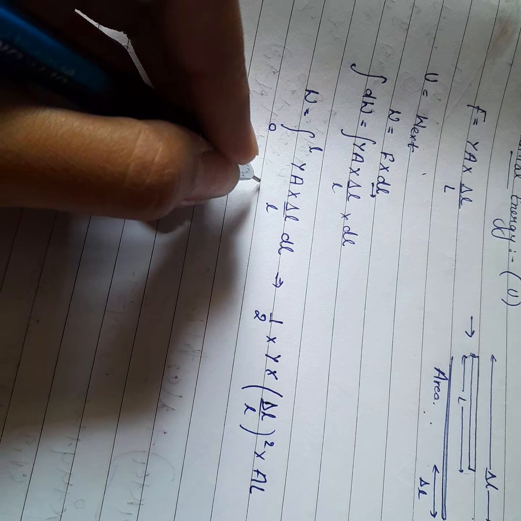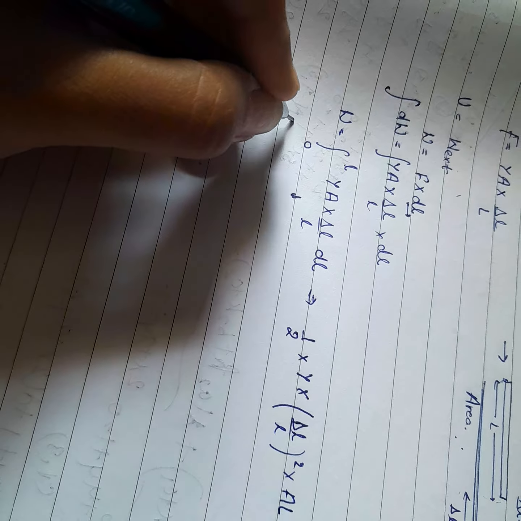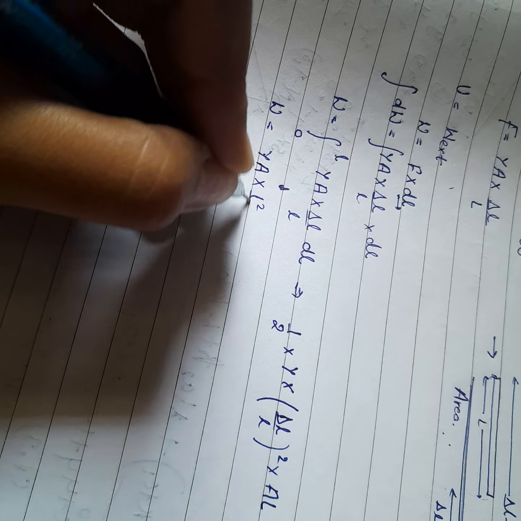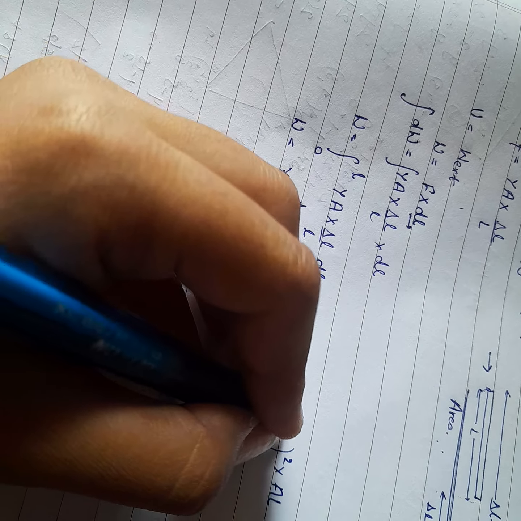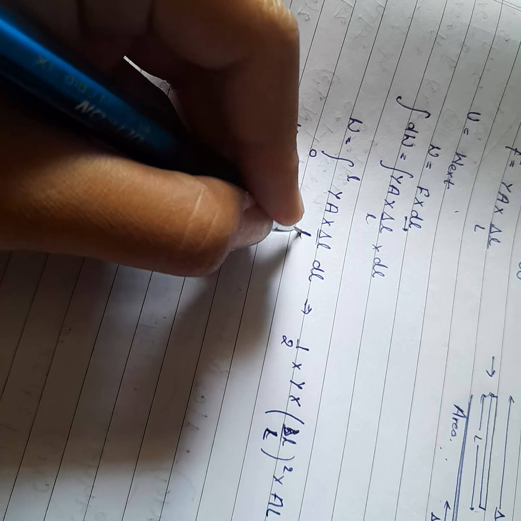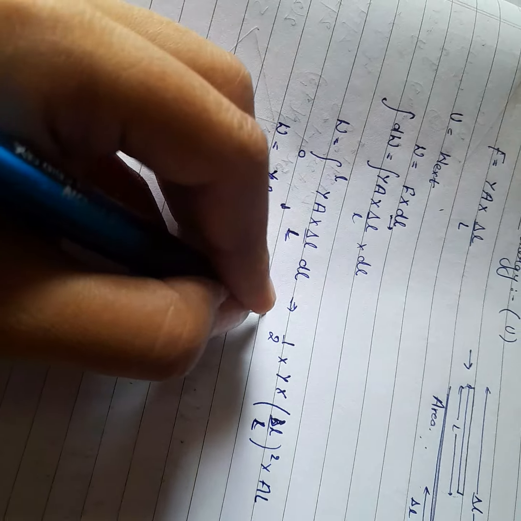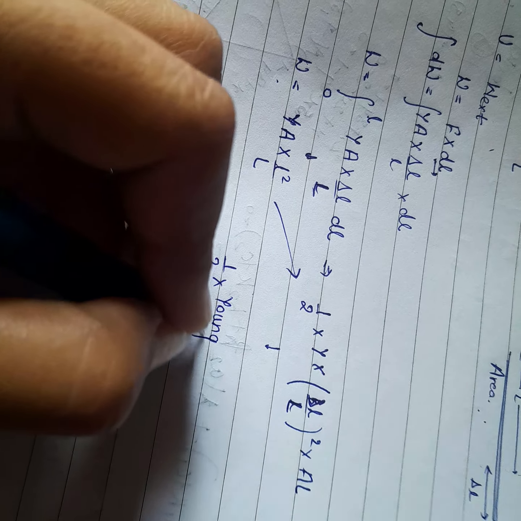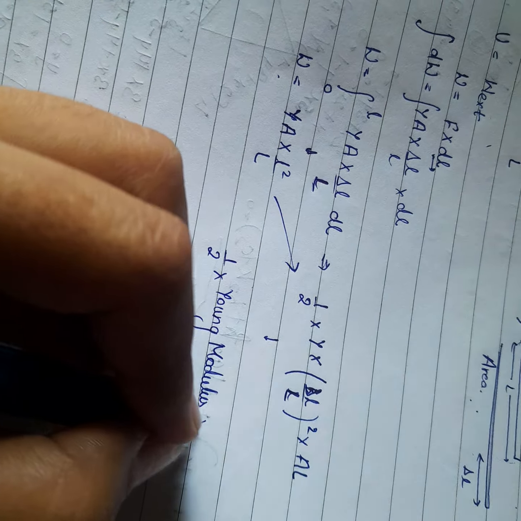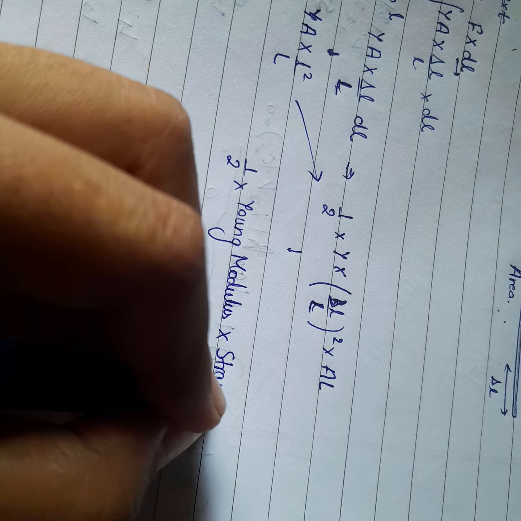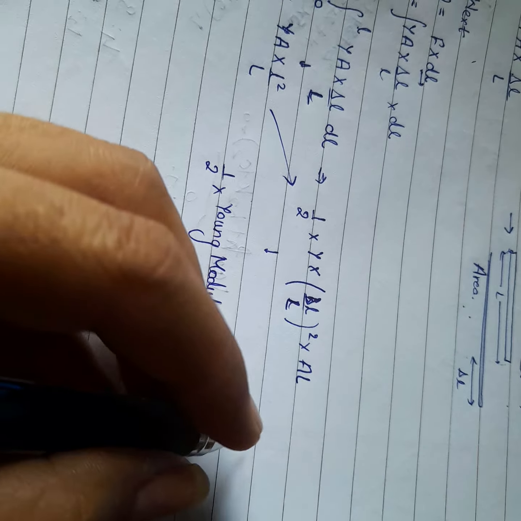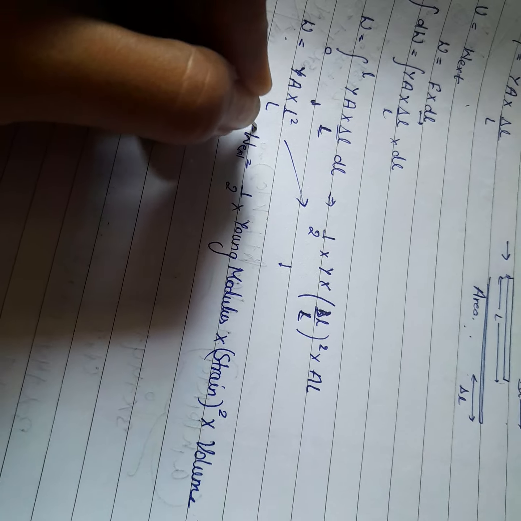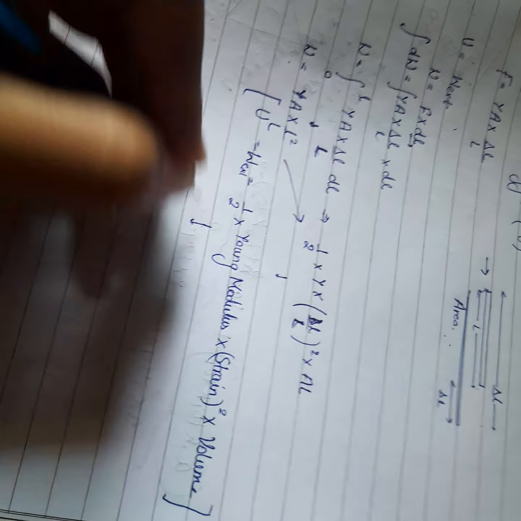On integrating, after integrating it directly we will get this, and if you are not able to understand, I'll write one more step, YA into L square by L. The change in length is denoted by small l or capital L, it is the same thing. So this is the work done. After that, this is Y Young modulus, this is delta L by L whole square, so this is strain square, into area into length, which is volume. So this is the formula of the external work done.